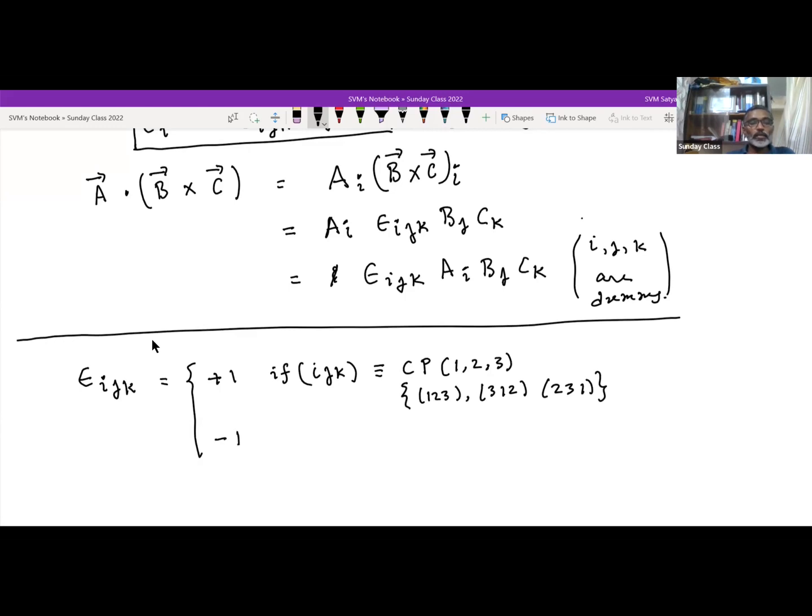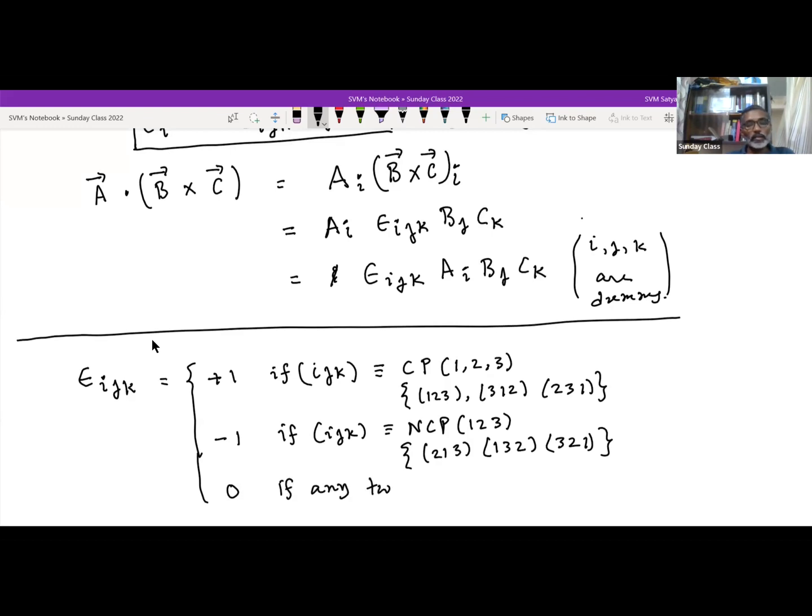And this is equal to -1 if ijk are non-cyclic permutations of 1, 2, 3. What are those? It is easy, you can flip one of them. So 2, 1, 3; 1, 3, 2; and 3, 2, 1. So there are only 6 permutations, 3 here, 3 there. And then of course it is 0 if any two indices are same.